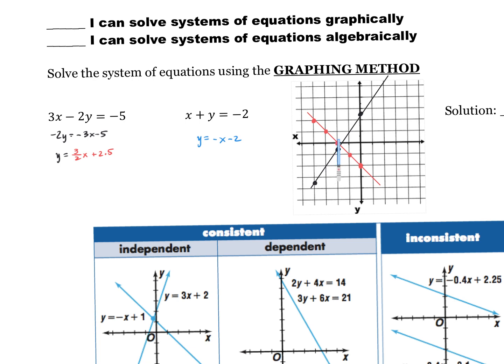So graphing is not a great option if we don't get it on a perfect coordinate. You know what I mean?